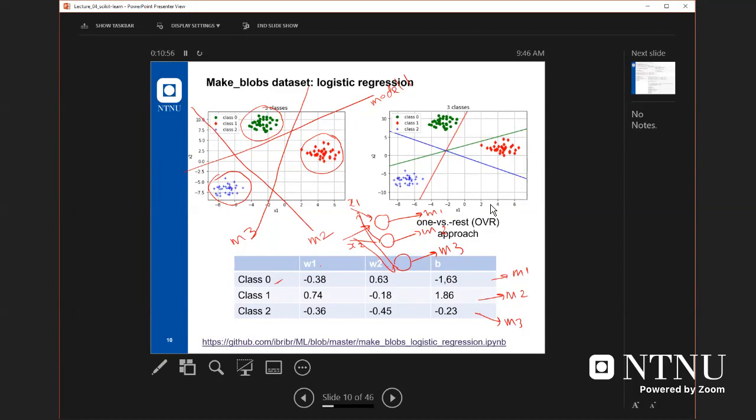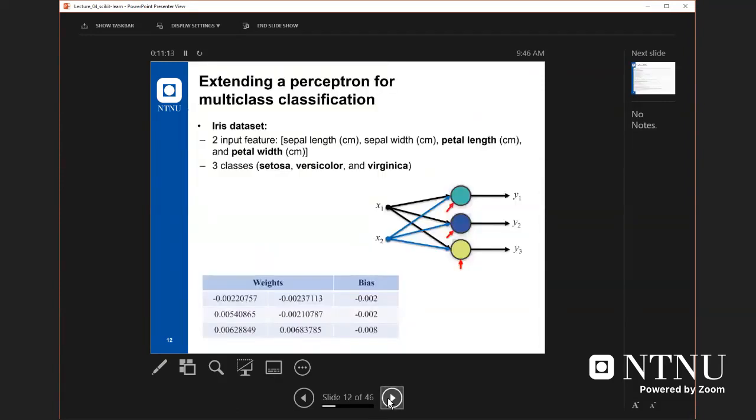So in this case, we can extend a perceptron or a logistic regression using adaptive linear unit, for example, for a multi-class classification problem. So it's very simple. And this is how the model will look like. So we have two features, x1 and x2. We will generate one perceptron or one adaptive linear unit for each class.